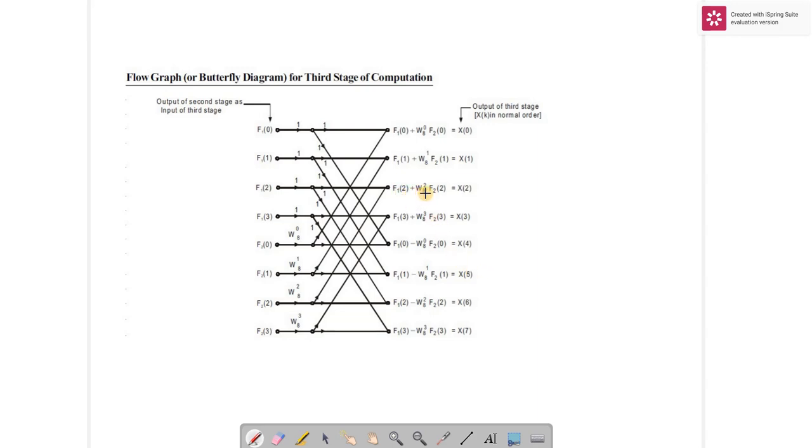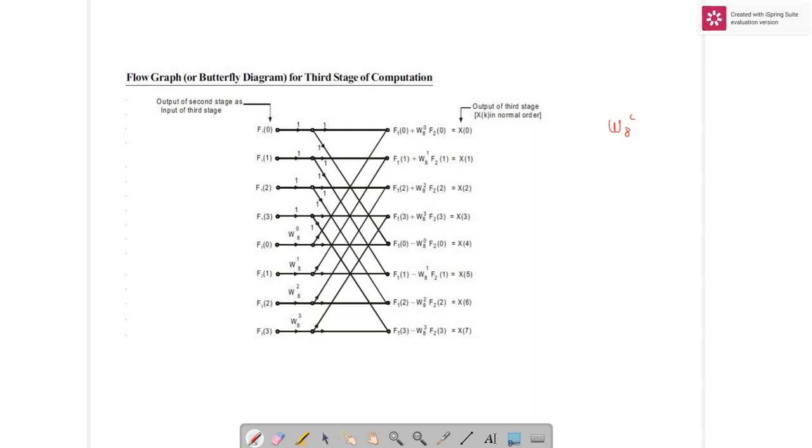f1 of 2 plus w8 power 2 f2 of 2 equal to x of 2. f1 of 2 minus w8 power 2 f2 of 2 equal to x of 6. Finally, f1 of 3 plus w8 power 3 f2 of 3 is equal to x of 3. f1 of 3 minus w8 power 3 f2 of 3 is equal to x of 7. So finally, we will be getting this answer.